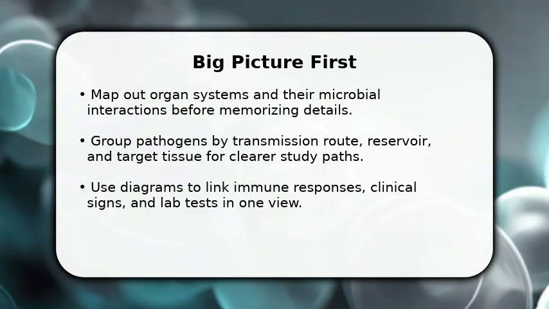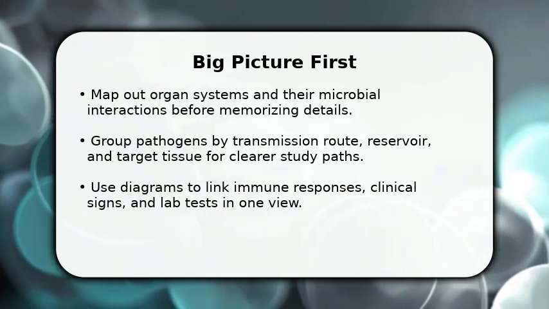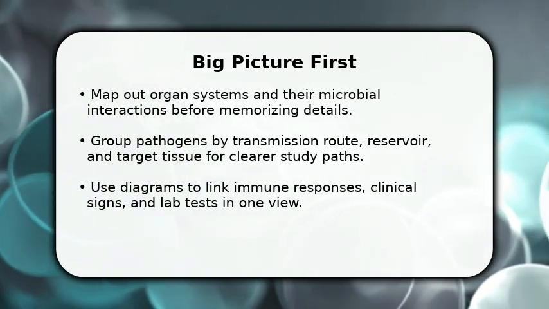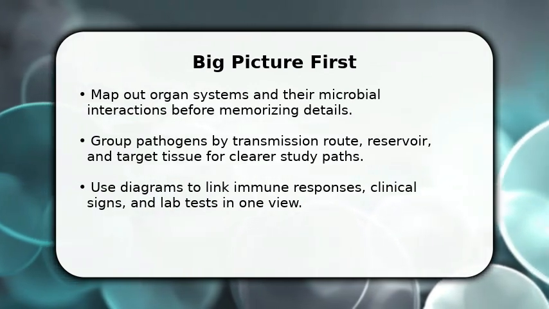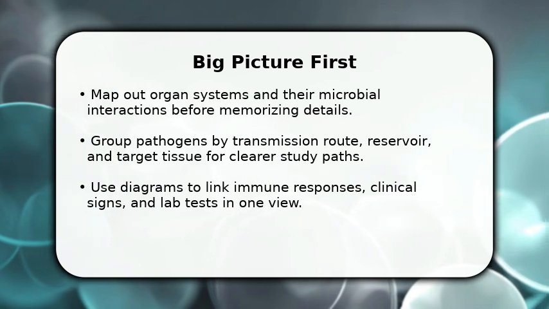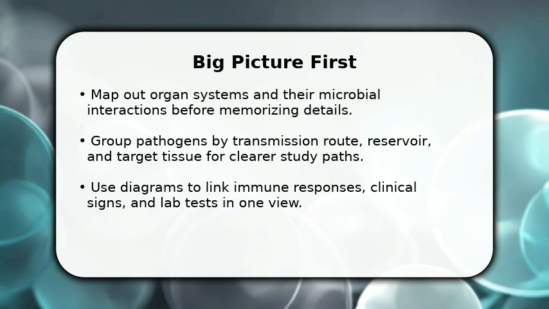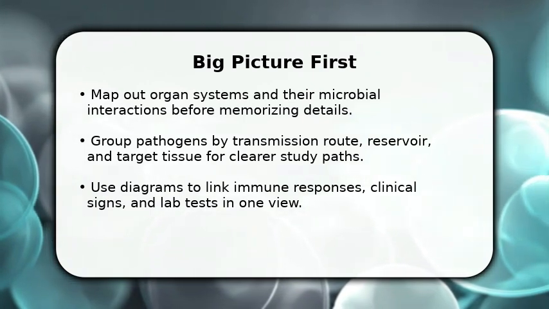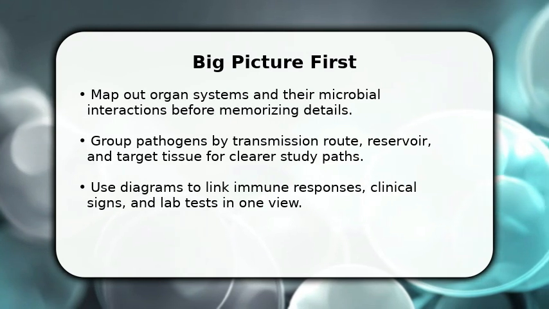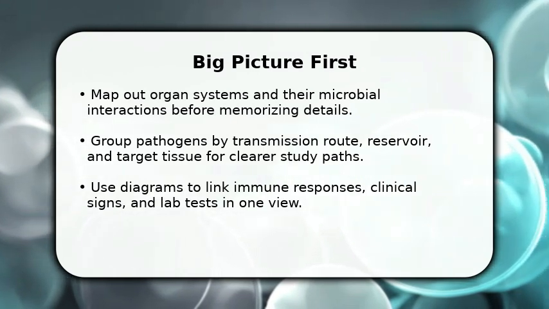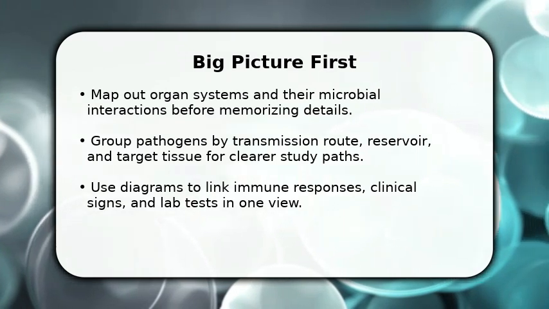In this video, I will explain how to study systemic microbiology the right way. Begin by building a systems map that links organs, microbes, and symptoms so you learn relationships, not facts in isolation. Focus on patterns like transmission route and tissue tropism while annotating immune responses and diagnostic tests. This approach reduces rote memorization, speeds recall during exams, and makes clinical reasoning intuitive and dependable for real patients.